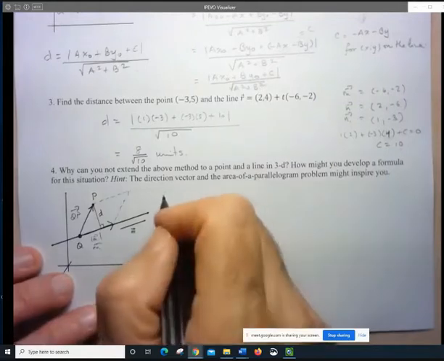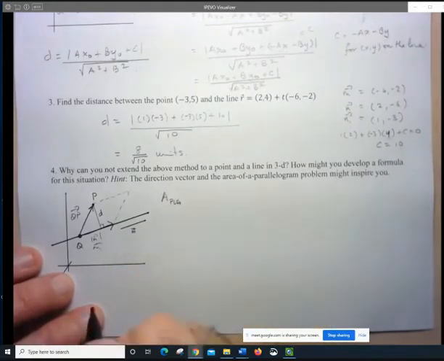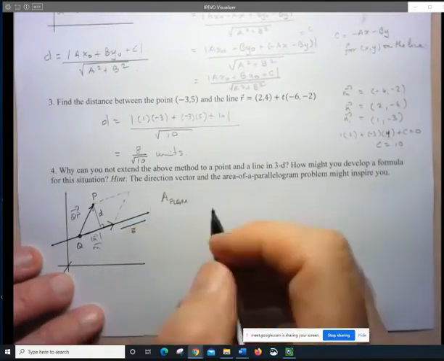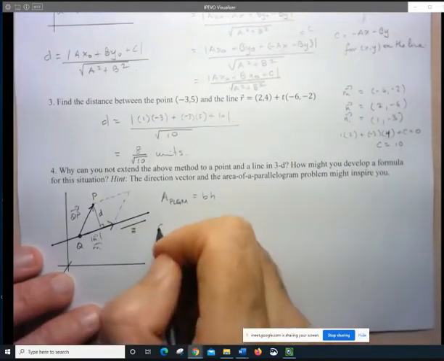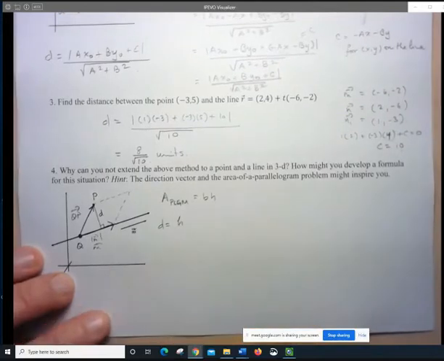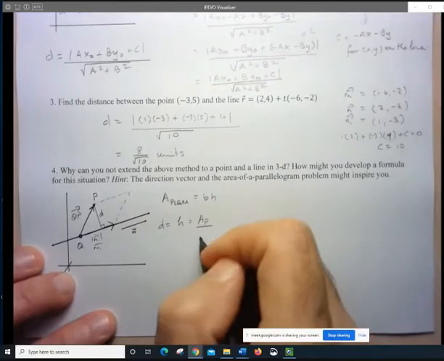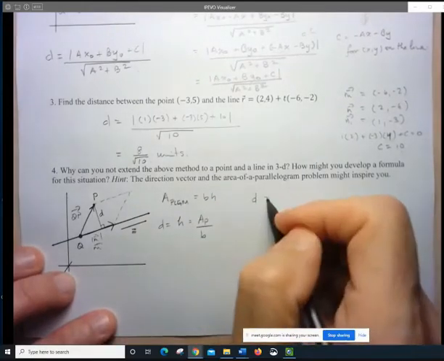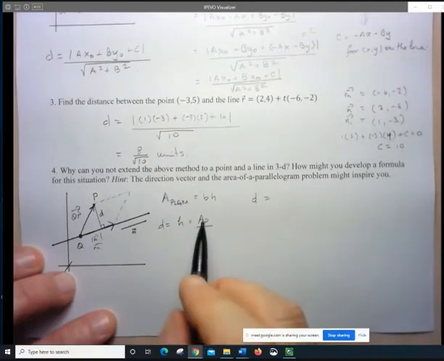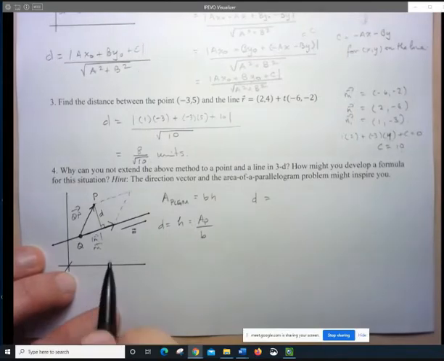So here I have the area of a parallelogram. I'll use that the area of a parallelogram is just base times height. And here, the distance that I'm looking for is just equal to the height, which is just equal to the area divided by the base. So what we have here is the distance is equal to the area of the parallelogram.